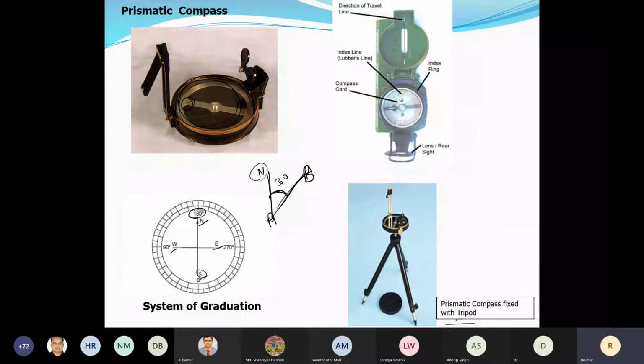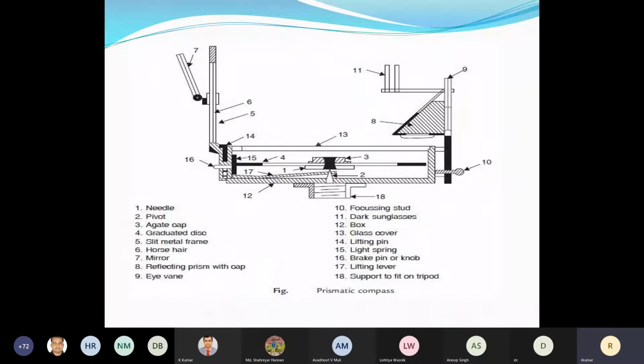Now quickly, if I go through the parts, if I am seeing from here, here it will be the south, here will be the north. So I will see through here. What is number 9? I will see from 9. 9 is your eye vane. I will see from the eye vane, so the reading will be seen here.